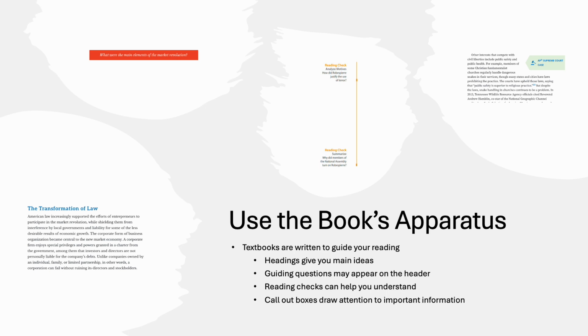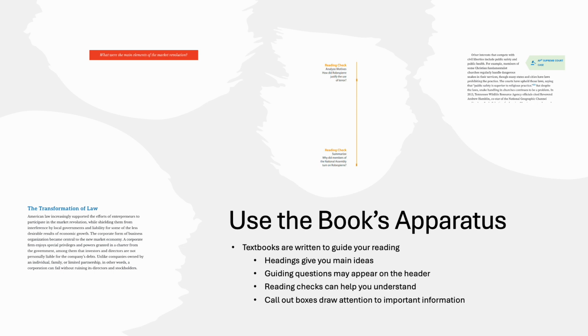Reading checks can help your understanding. There might be little summary questions or analysis questions on the side of the text in the textbook that are going to help you understand, to check your understanding. Call-out boxes might draw attention to important information, whether they're definitions of key terms, whether they're indicating important documents or Supreme Court cases or concepts that we're going to come back to, right?